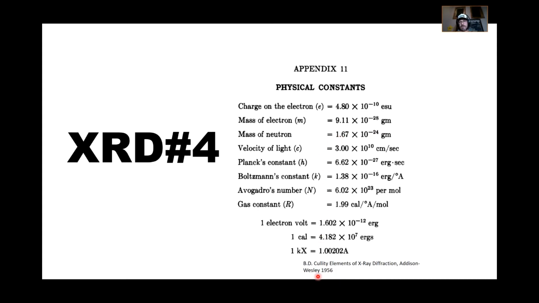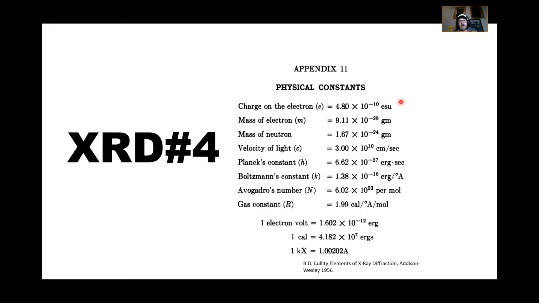This is getting to be a long time ago, 1956. The charge of the electron: I learned the elementary charge of the electron to be 1.6 times 10 to the negative 19 coulombs. And here they have 4.8 times 10 to the negative 10 ESU. I didn't Google it, and I don't remember if I ever knew what ESU stands for.